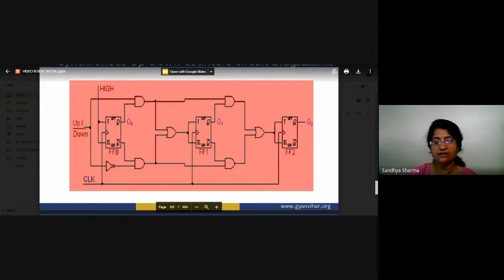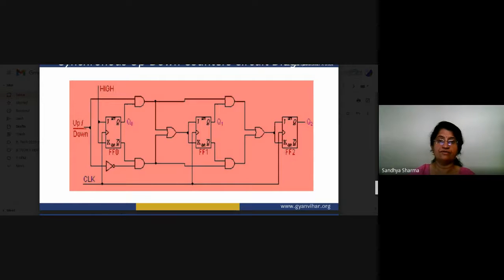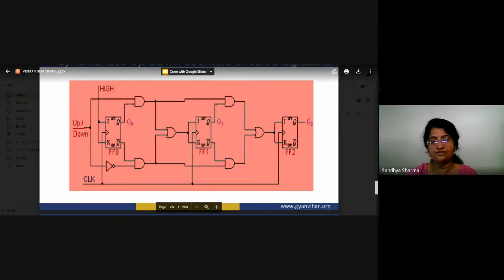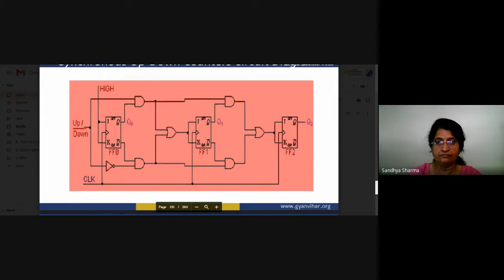According to these OR gates, only one of these exists, or both exist, so only one will be activated. So this will again reflect to the input of the JK flip-flop. So there is again an addition of some propagation delay. Okay, so same thing is here.